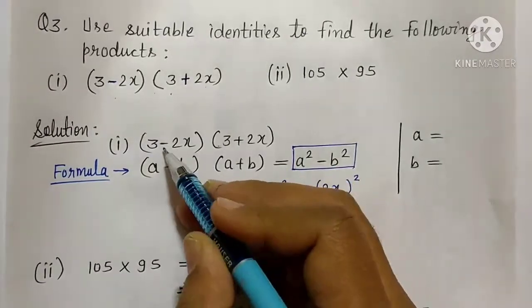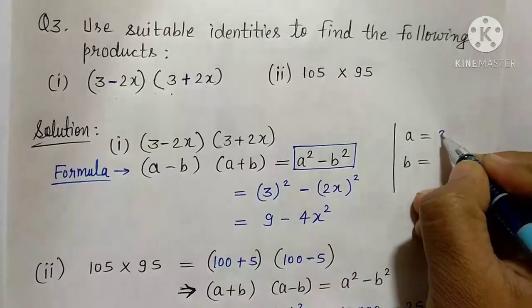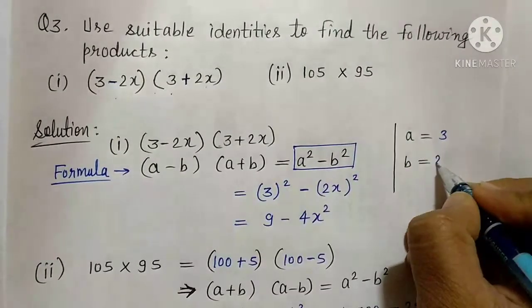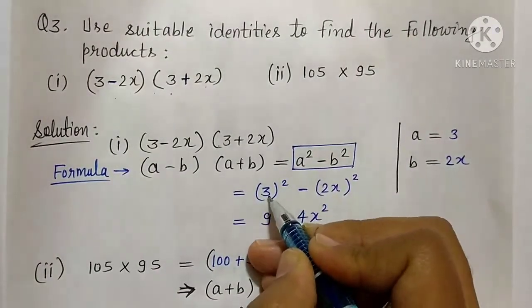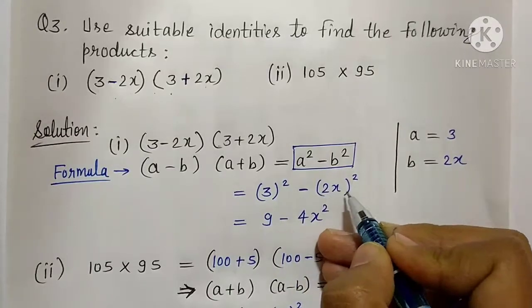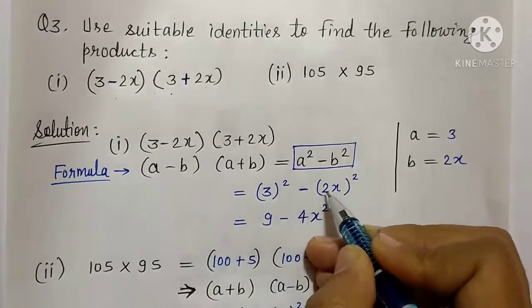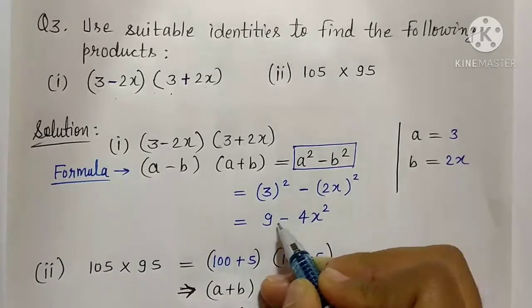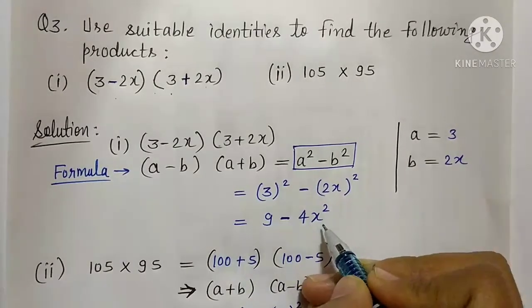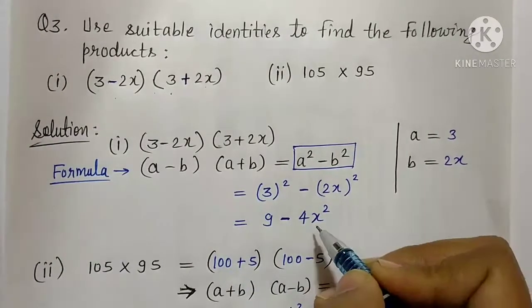So what is our a here? Clearly it is 3. What is b here? b is 2x. So a square means 3 square, minus b square, that is 2x whole square. 3 times 3 is 9, 2 times 2 is 4, and x square means x square. So our answer is 9 minus 4x square. This is our answer.